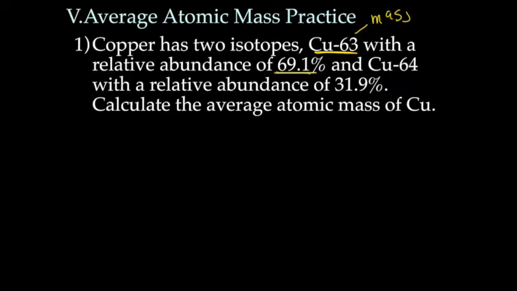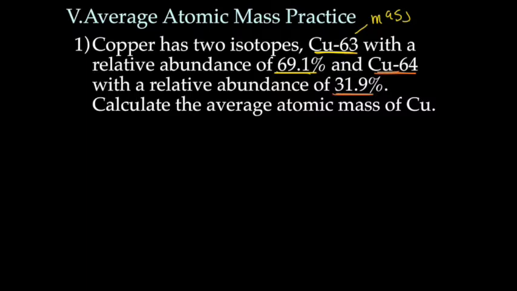So walking through the world, 69.1% of the coppers you encounter are going to have a mass of 63, or they're going to have 34 neutrons. Okay, and then we have another type of copper, which is copper 64. It still has 29 protons, but now it has 35 neutrons. Okay, and it turns out that 31.9% of the coppers in the world are copper 64.